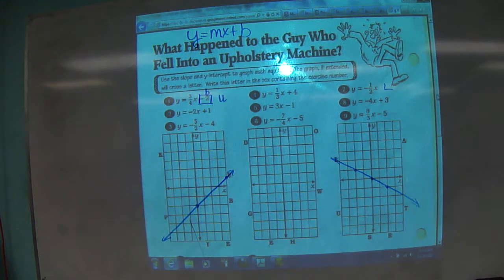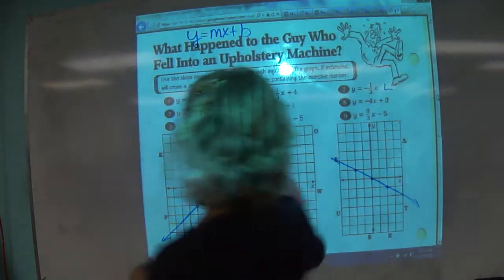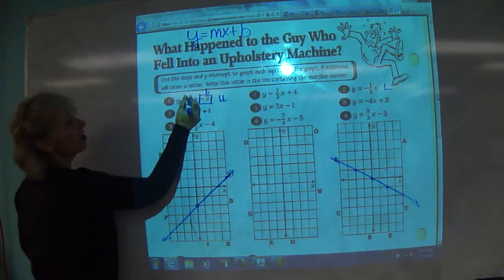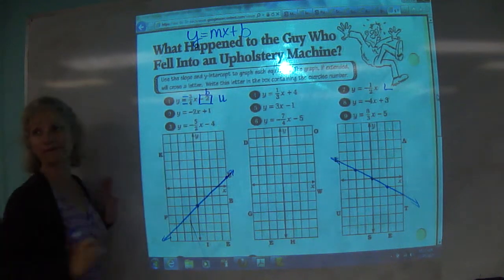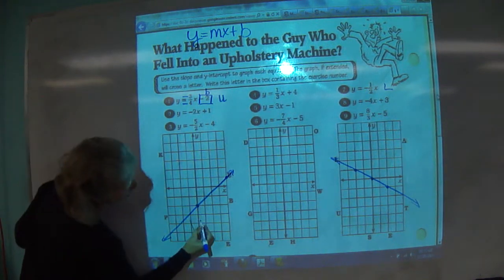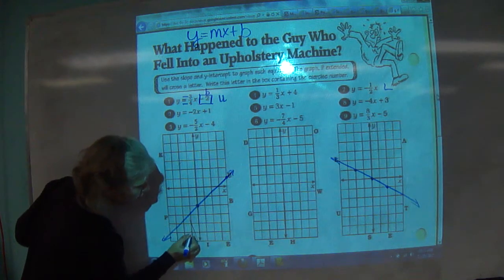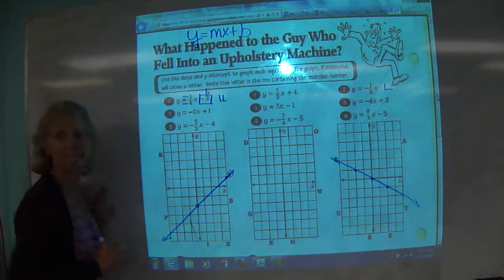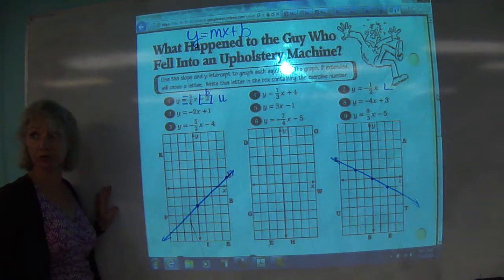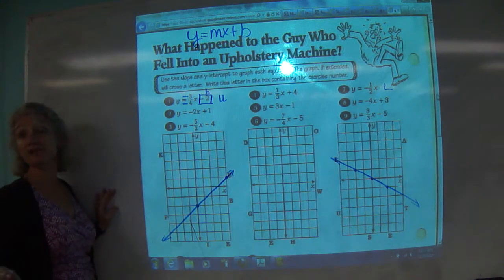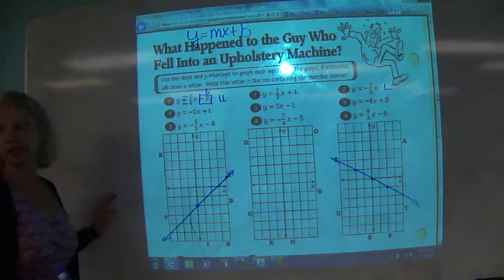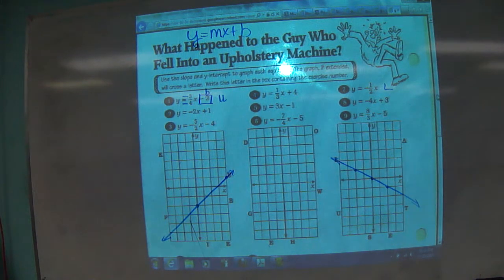Pretty straightforward? Questions? Concerns? Now, on this one, if you didn't have enough room, could you have called this -3 over -4? Yes. And you could have gone 1, 2, 3 down, 1, 2, 3, 4 backwards, and you would have still been on the same line, wouldn't you? You can always do that if you get stuck, if you don't have enough room. You can do a negative on your slope and make it work. It is cool.